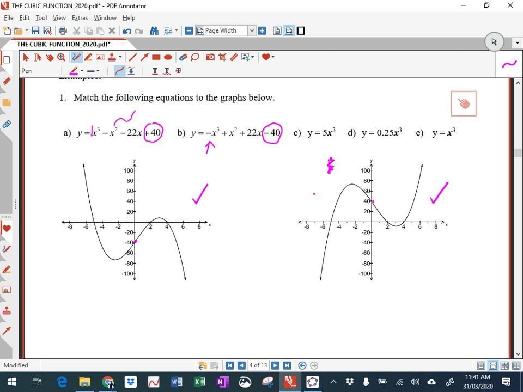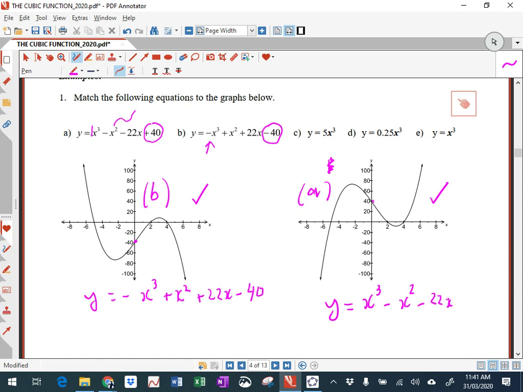Sorry, that's not right. This one is A, and this one is B. Okay. It might help if you write the equation down. So this one here is y equals minus x cubed plus x squared plus 22x minus 40. And this one here is y equals x cubed minus x squared minus 22x plus 40.